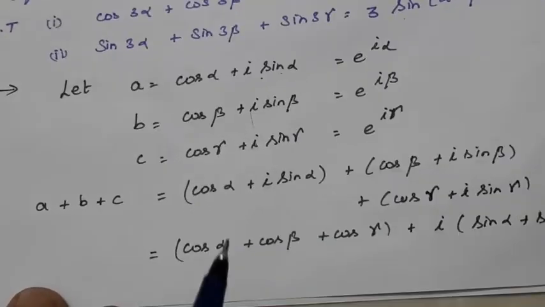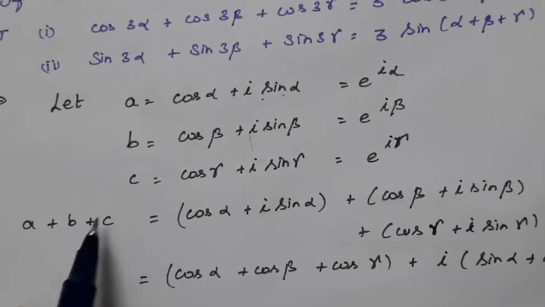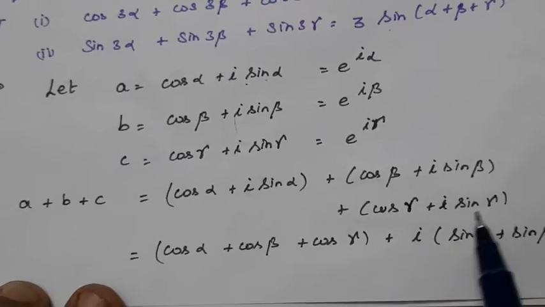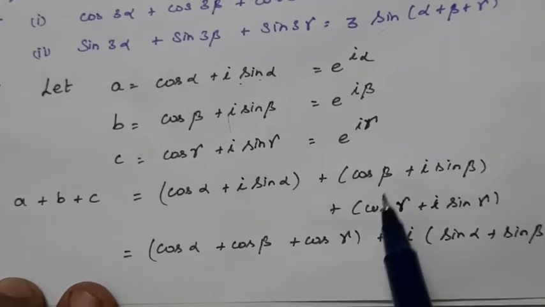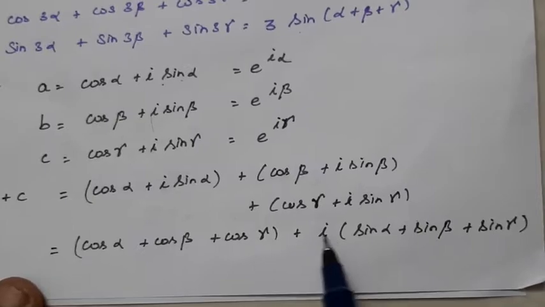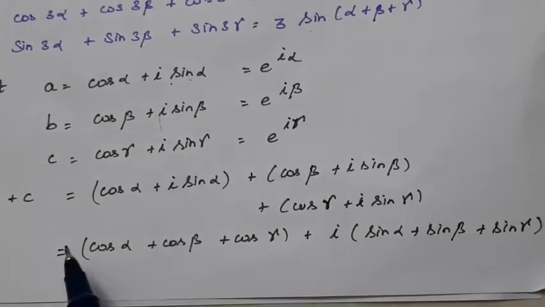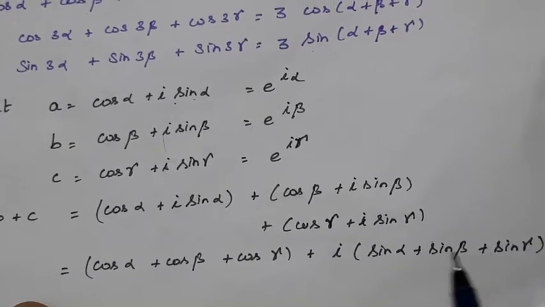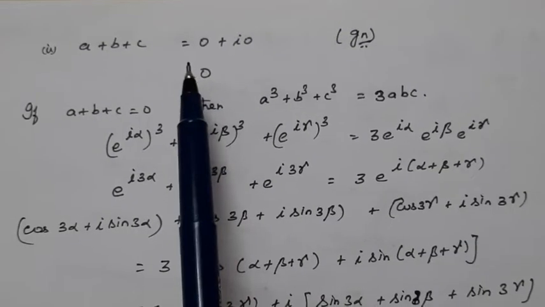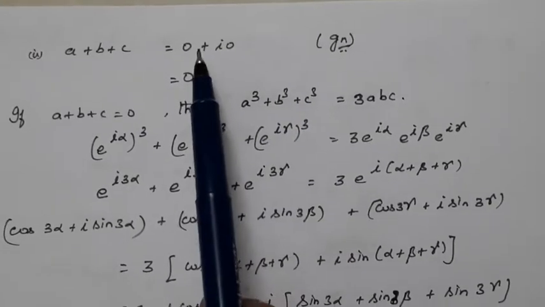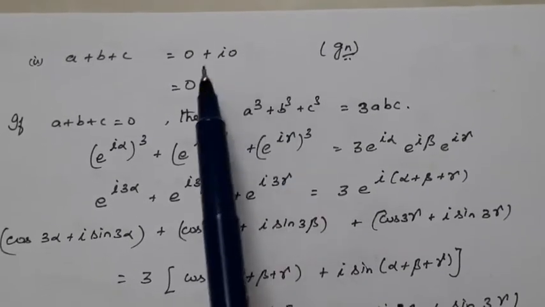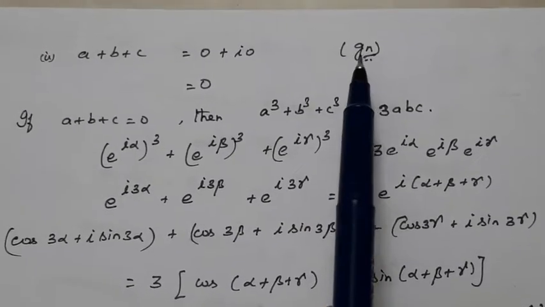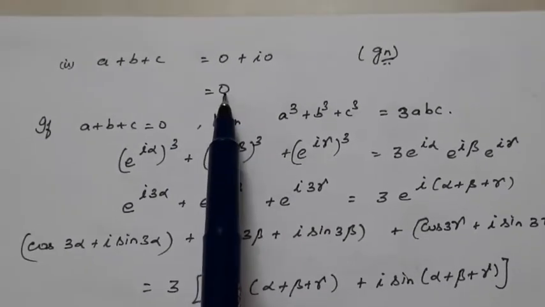So, let us take these as e power i alpha, e power i beta and e power i gamma. Now, let us see what happens if we add a, b and c. Cos alpha plus i sin alpha, cos beta plus i sin beta, plus cos gamma plus i sin gamma. Adding three complex numbers means the real parts are added and the imaginary parts are added. So, cos alpha plus cos beta plus cos gamma plus i times (sin alpha plus sin beta plus sin gamma). But in the question it is given that the real part is 0, so I replace it by 0. Similarly, the imaginary part is also 0, because they are the given conditions. So, 0 plus i0 is 0.